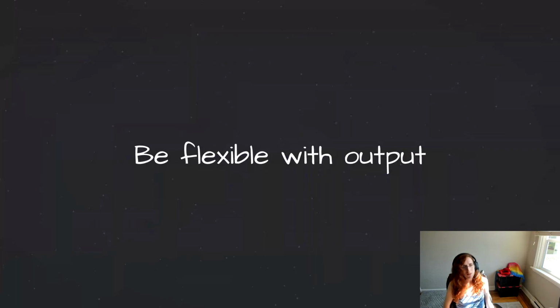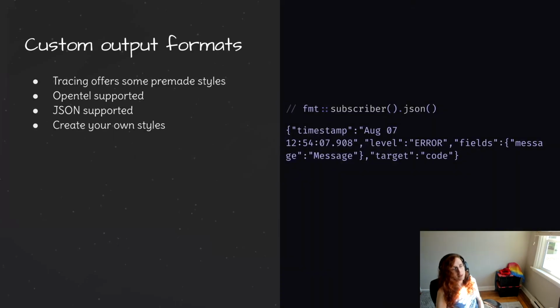I guess that kind of speaks to how tracing can be quite flexible for you, and that's quite useful as your organization grows, as you'll want to be flexible with how you produce your outputs. So tracing has pre-made options for things like JSON and OpenTelemetry. I believe there's also a systemd crate, for example. It also has some pre-made styles for you. So in this case, I just added .json on the end of my format subscriber, and I'm getting JSON outputs, and I could send that to, say, Tremor.